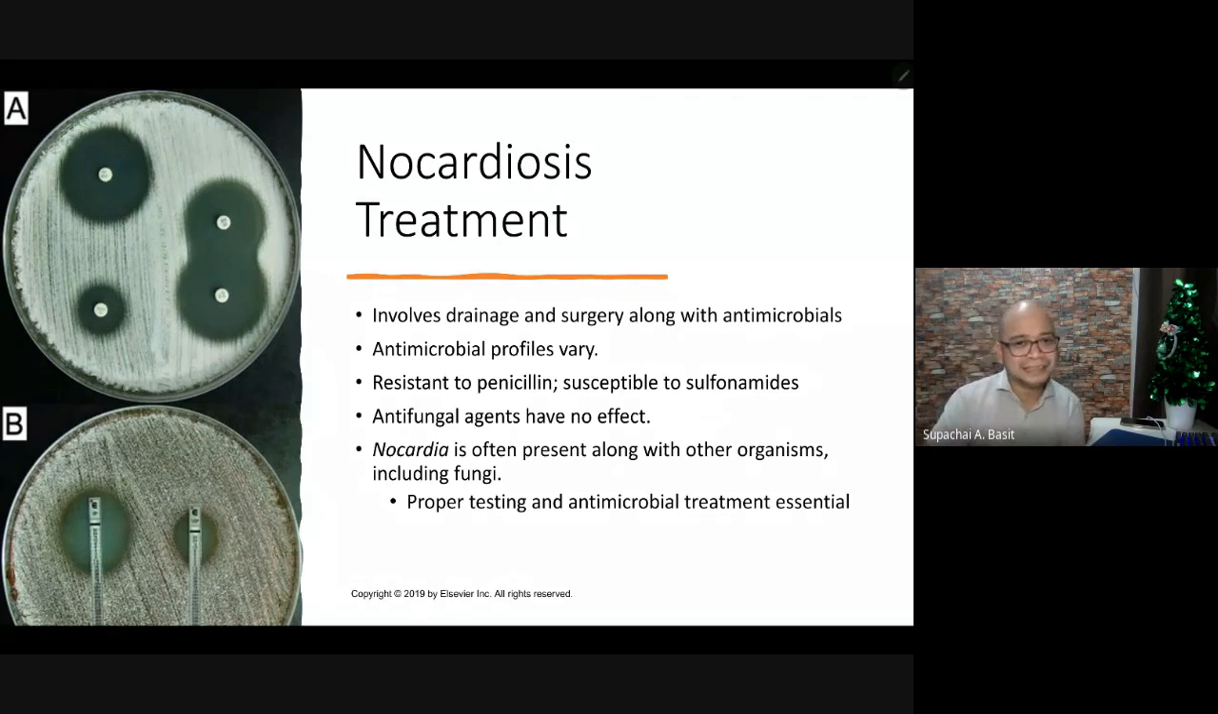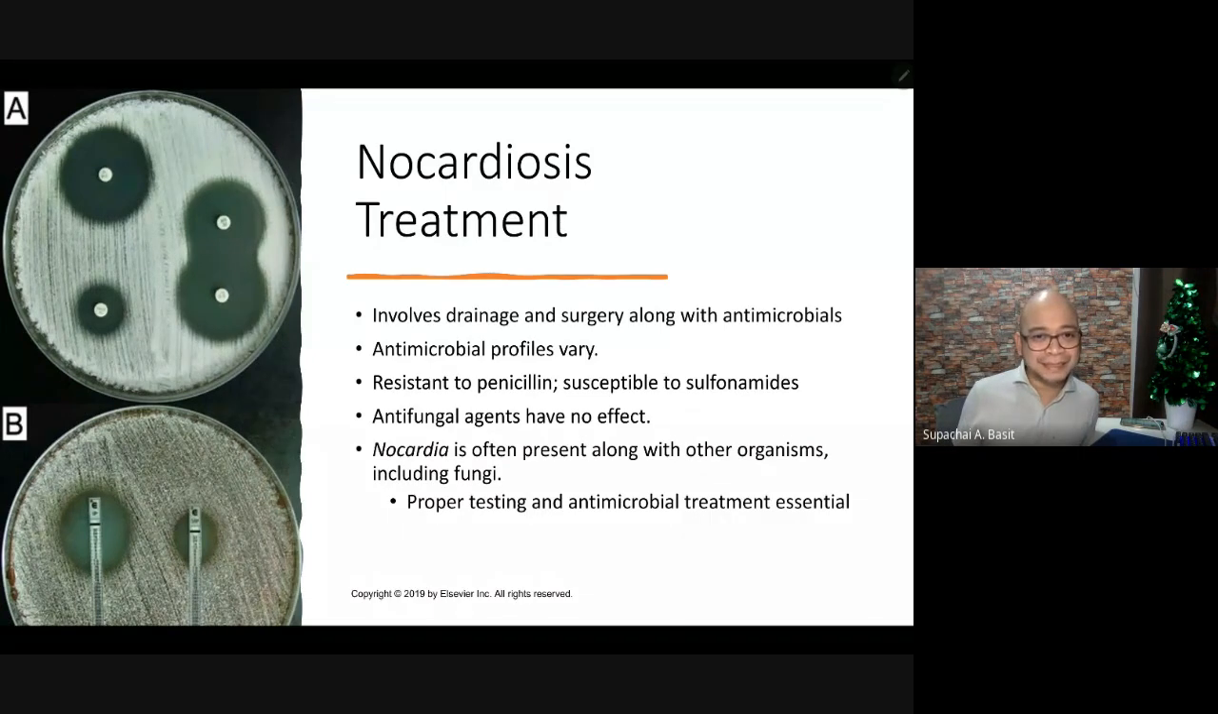So, treatment. Is there a treatment? Yes, there is a treatment, but unfortunately, even if you have treated Nocardia, the tissue damage is already irreversible. So, you have to drain and do surgical intervention along with antimicrobials. Antimicrobial profiles may vary. Sometimes they are resistant to penicillin, but they are susceptible to sulfonamides. Since these are bacteria, even if they do resemble fungi, antifungal agents have no effect. So antibiotics are still needed.